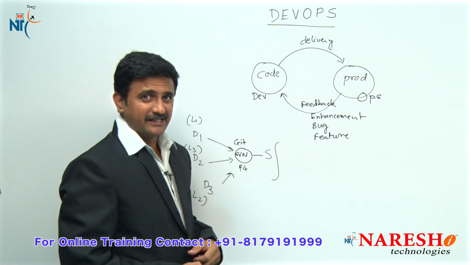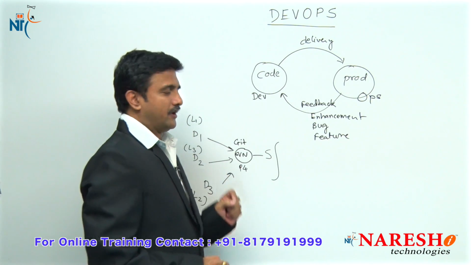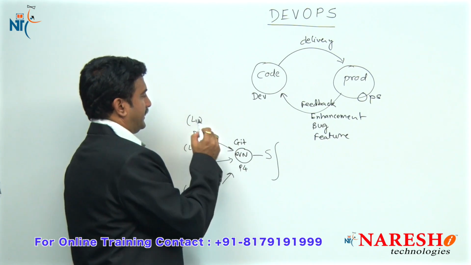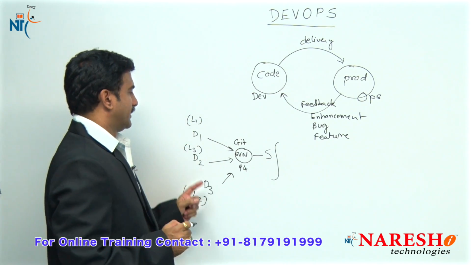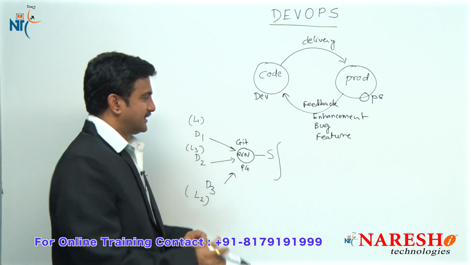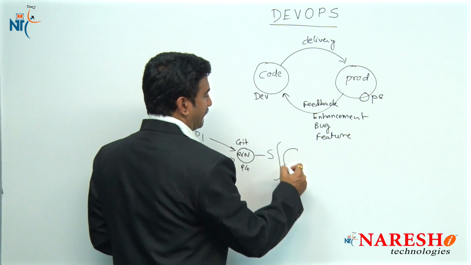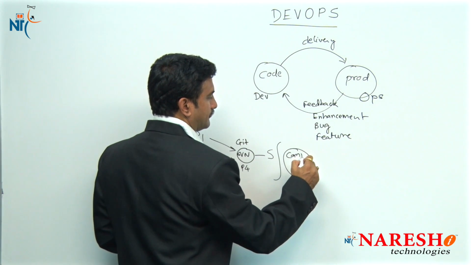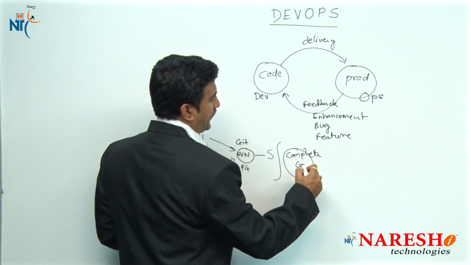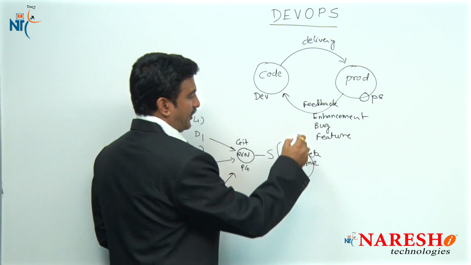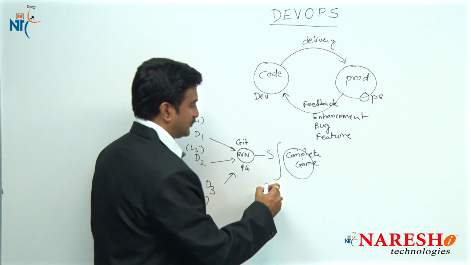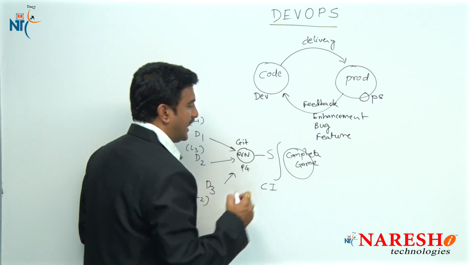Now with this integration, what are we going to do? We are going to combine the code developed by developer 1, 2 and 3 from all the levels, and we will create the complete game. This we call continuous integration. So here comes CI.